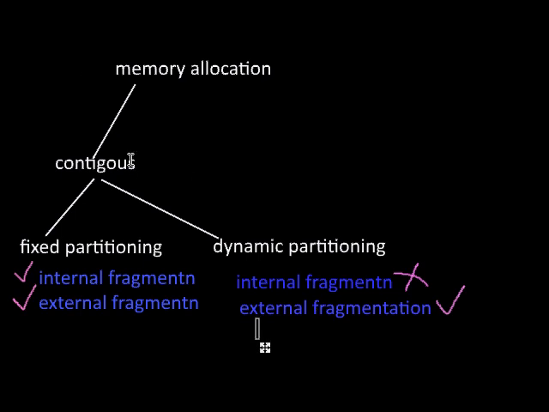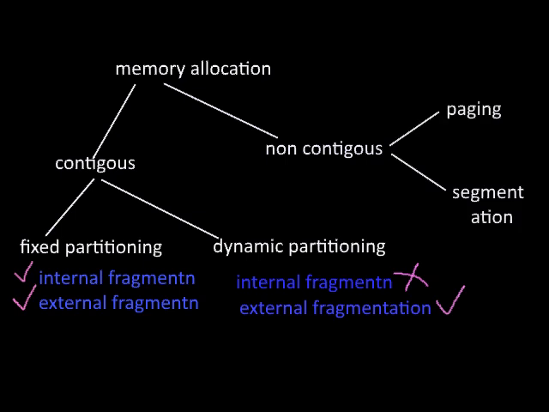Instead of contiguous memory allocation, we should go for non-contiguous memory allocation. If there is no requirement that the memory allocation should be contiguous, then we will be able to solve the problem of external fragmentation. And in non-contiguous memory allocation, we can use the method of either paging or segmentation. So first, let's discuss what is paging.